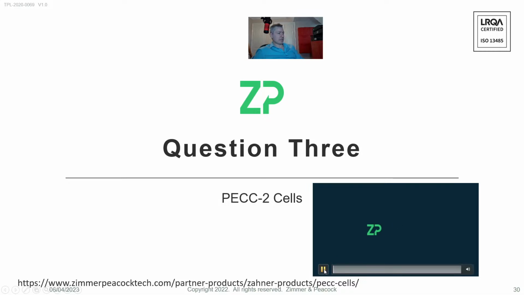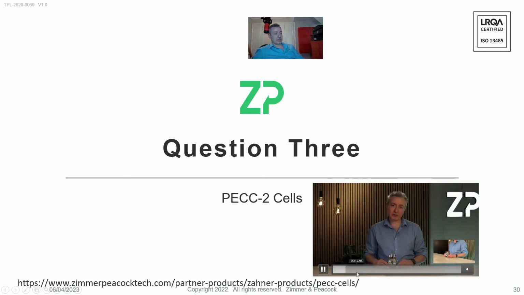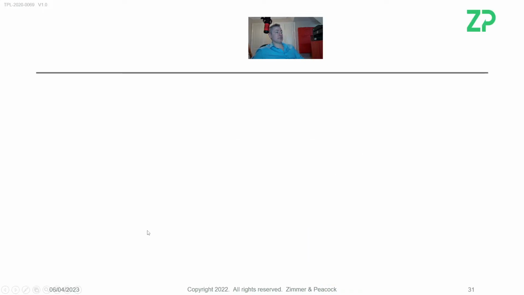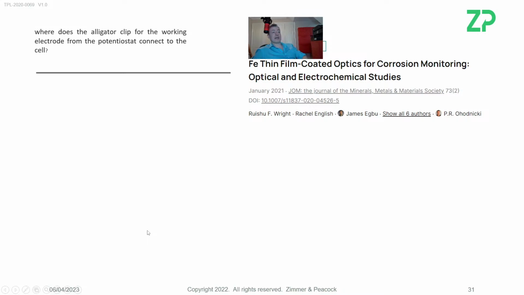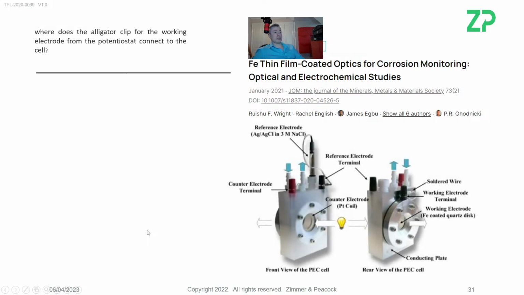The PEC2 cell, I have mentioned it. I'm just coming slightly off biosensing and actually talking about photoelectrochemistry. We did have a question because we recently put a video up about photoelectrochemistry. There's something called the PEC2 cell here, which basically allows us to shine light into a solution and do photoelectrochemical experiments. The person was just asking where can they clip their potentiostat to the working electrode.